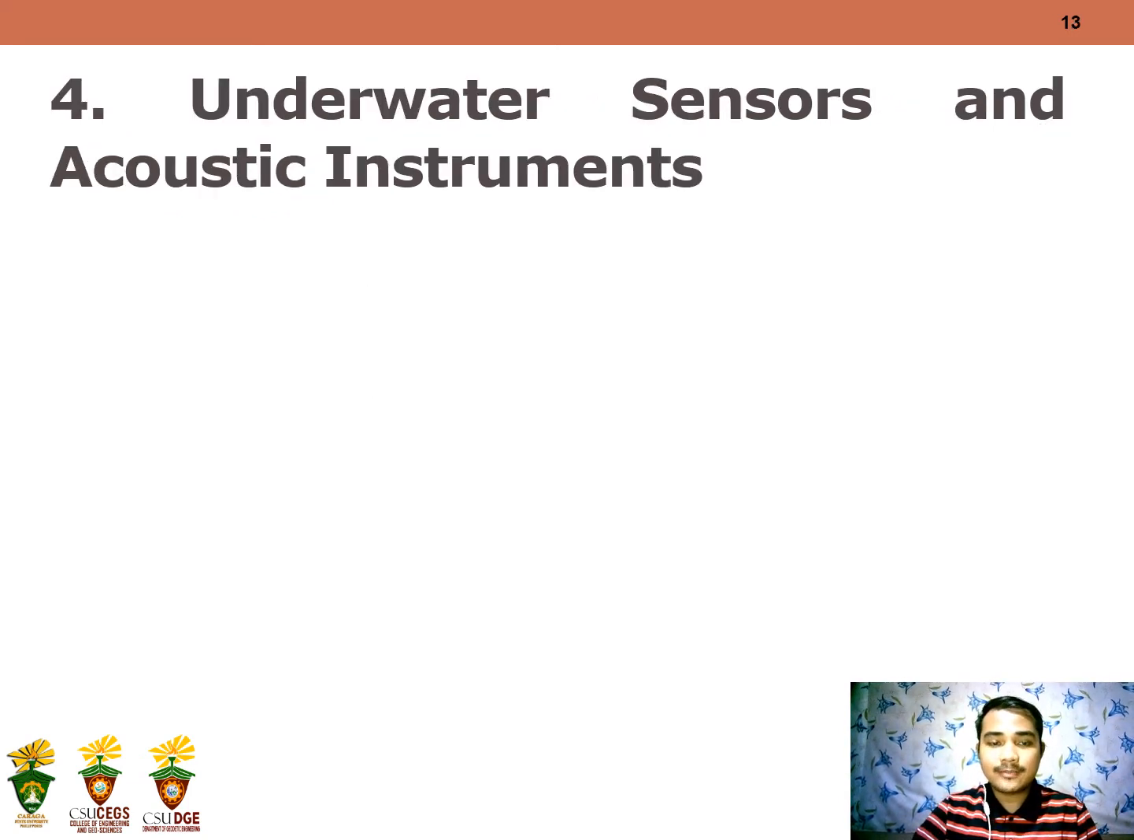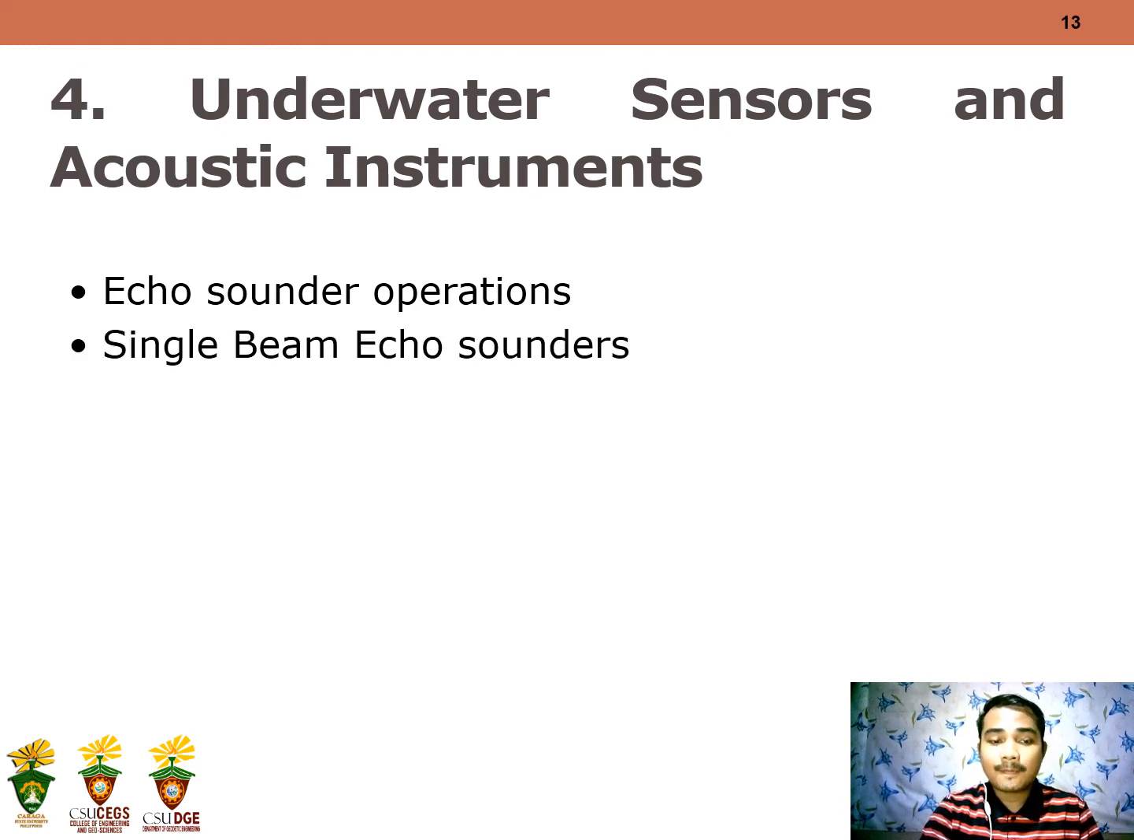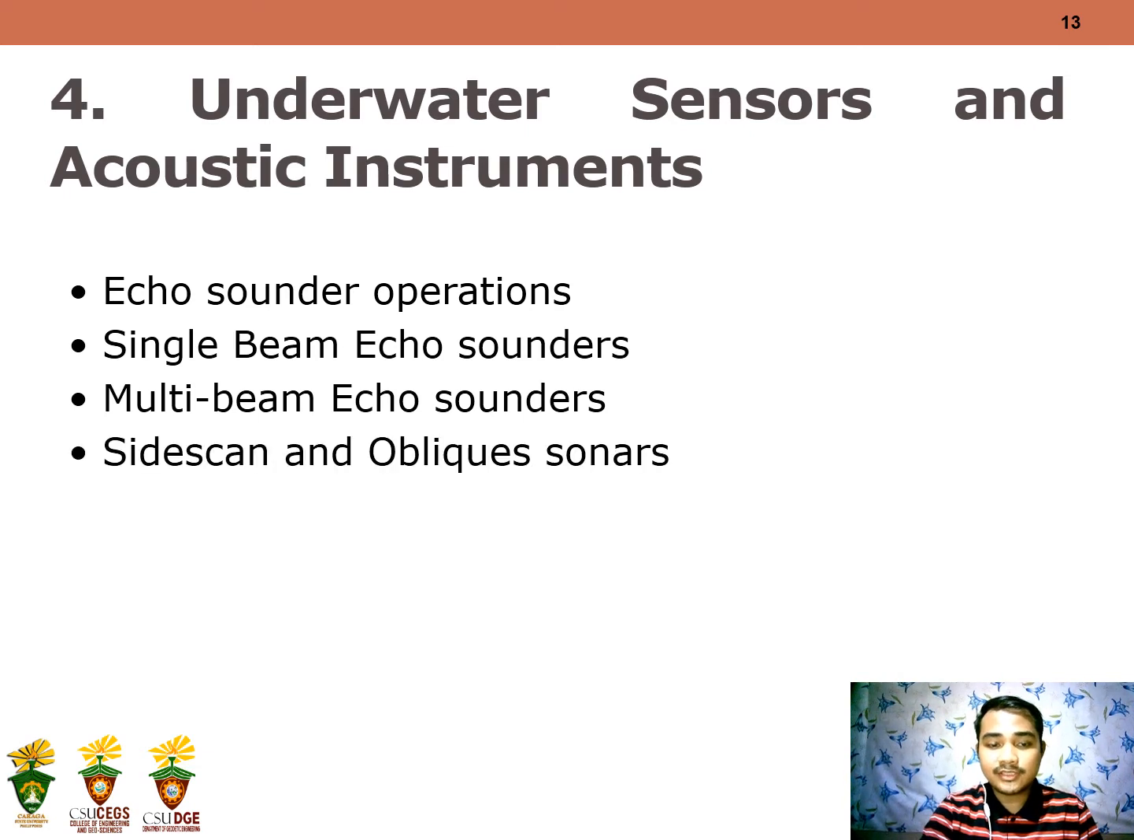Topic 4 is all about underwater sensors and acoustic instruments. We are going to discuss here all about the echo sounder operations, how the echo sounders work. The single beam echo sounders, we also have multi-beam echo sounders, side scan and oblique sonars, and airborne laser method.